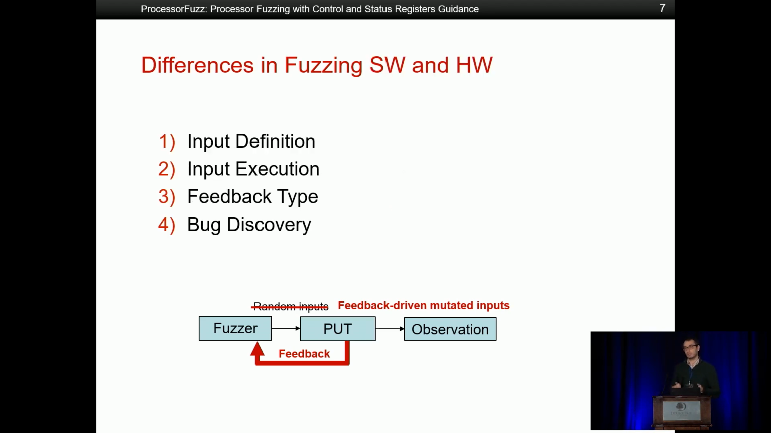Obviously, there are fundamental differences between software and hardware, and we cannot just take software fuzzing and use it in the hardware domain. The type of inputs that we need to provide to software and hardware is different, how we execute the hardware versus software with these inputs differs, what kind of feedback we can collect differs, and finally, how we identify bugs differs. The focus of our work is mainly the feedback type, so I won't go into the details of the other aspects.